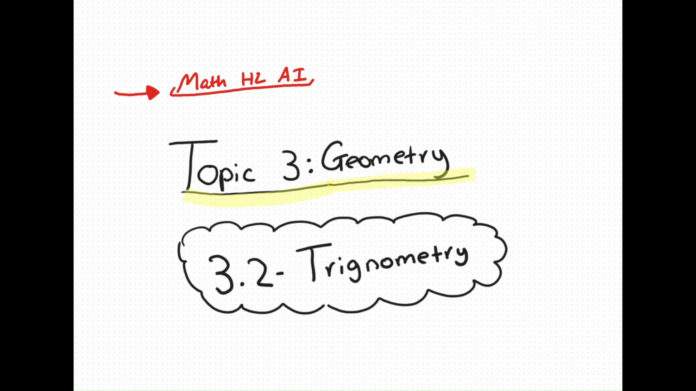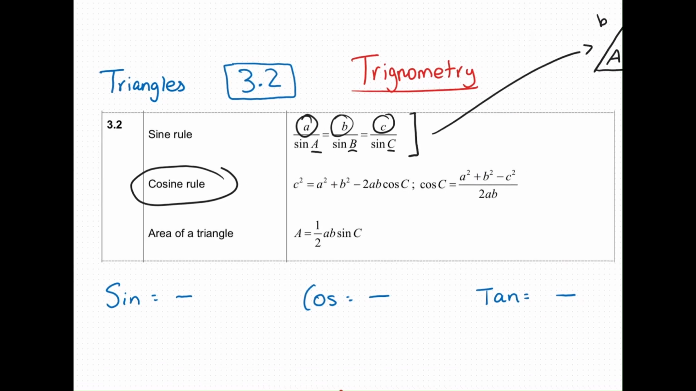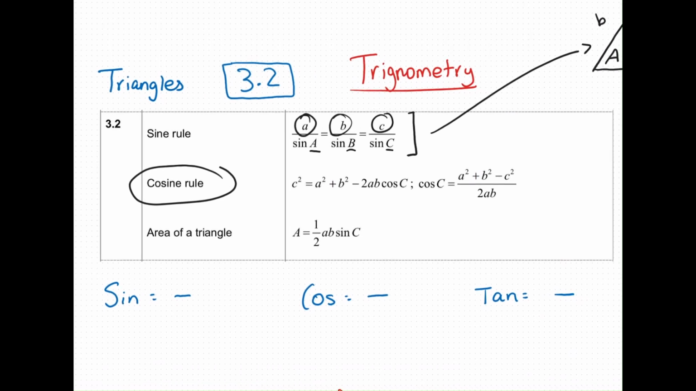Today we're going to be looking at subsection 3.2, trig. This is for both SL and HL. Trig is made up of two main sections, triangles and circles. I'll first go through triangles with you.